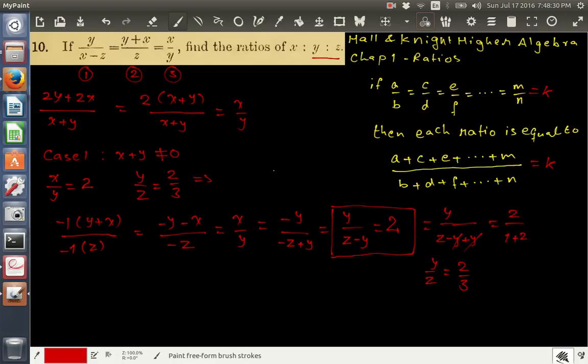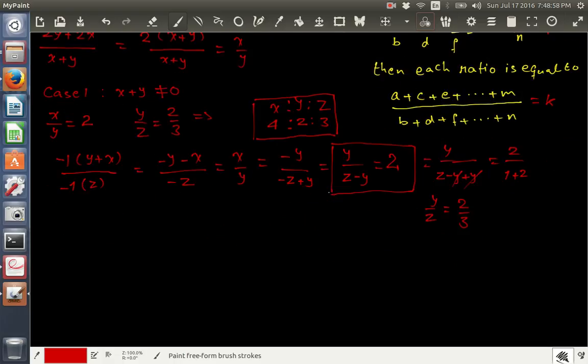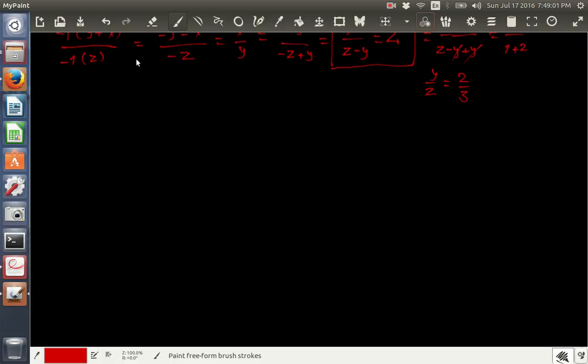So this implies that first we'll write y is to z, this is equal to 2 over 3. Now what is x is to y? X is to y is 2. So if y is equal to 2, what should be x? X should be 4. So for the first case, what we get is x is to y is to z is equal to 4 is to 2 is to 3.